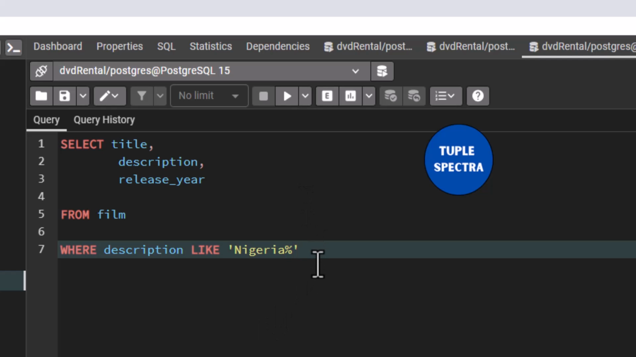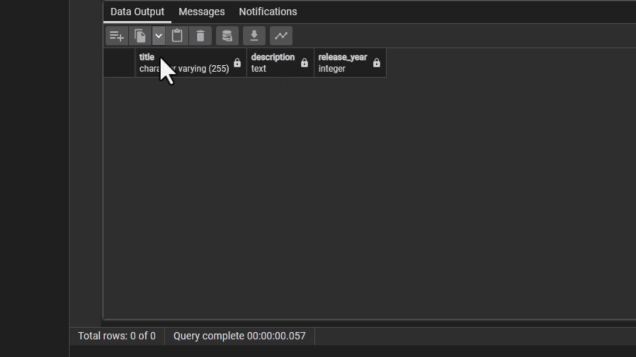Let us see if there is anything like that right here, and let us run. You can see right here, guys, that there is nothing like that. That means that in the description column, there is no place where Nigeria begins the sentence. I hope you guys understand that right now, okay?